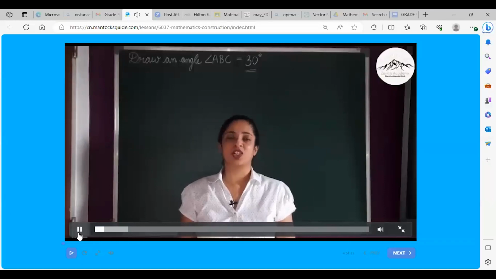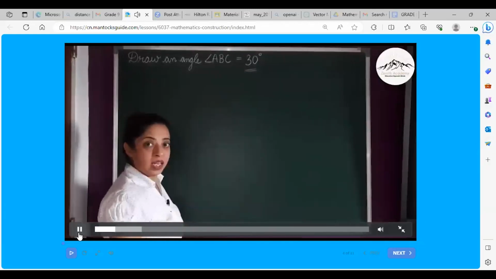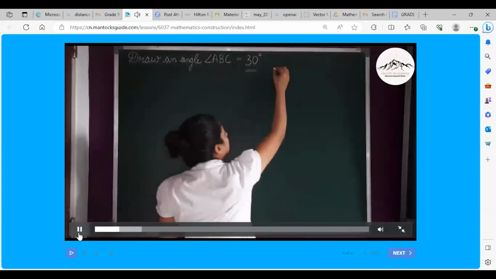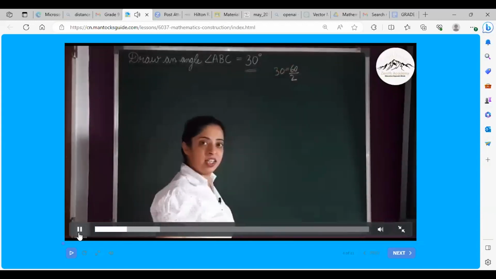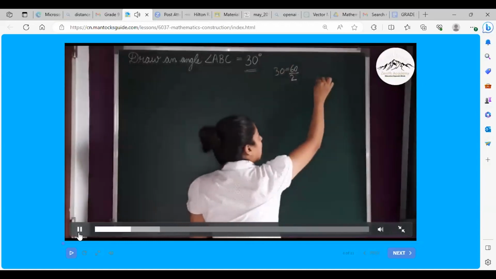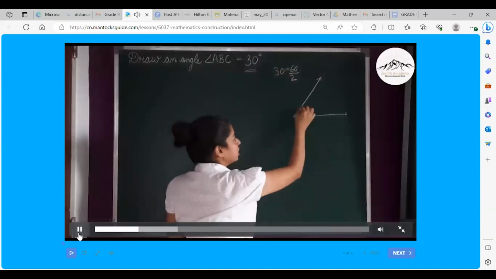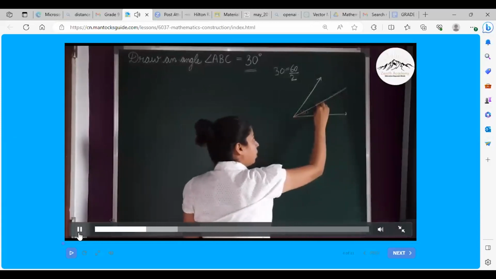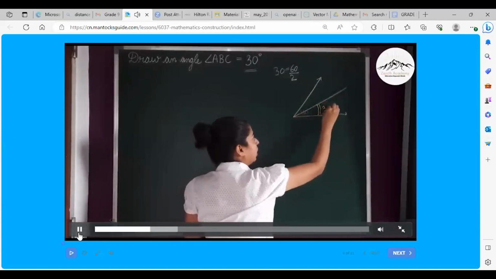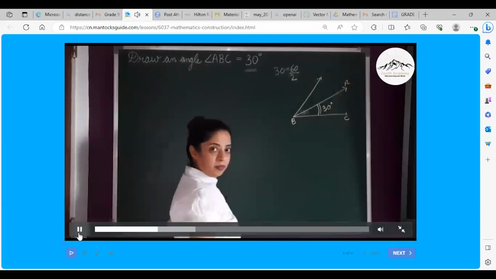In this series of geometrical constructions, today we are learning how to draw an angle of 30 degree. Now suppose you are told to draw an angle ABC such that angle ABC is 30 degree. Now children, you know that 30 is what? 30 is 60 divided by 2. So if you divide 60 into 2, it becomes 30. So for that, you have to draw first a rough diagram. Now suppose this is an angle which is 60 degree. Now if you divide this angle like this into 2 equal halves, then this becomes 30 degree. Now you have to label this as A, B and C.